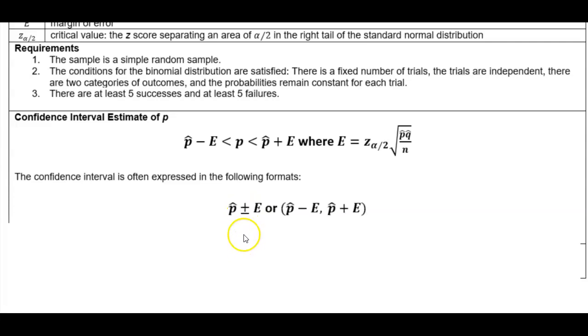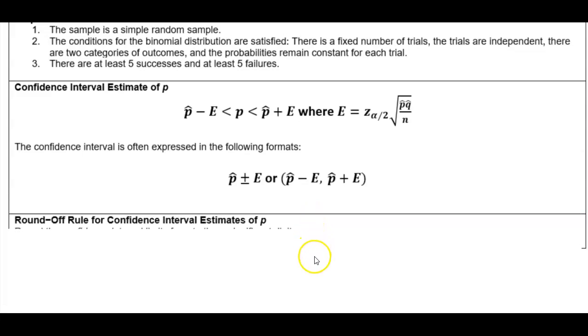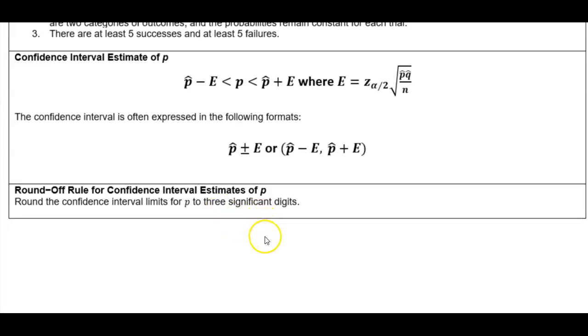Now, the confidence interval is often expressed in the following formats. We can also say the point estimate plus or minus the margin of error, or we can have left parenthesis, point estimate minus the margin of error, comma, point estimate plus the margin of error, right parenthesis. Now, the round-off rule for confidence interval estimates of the population proportion: we would round the confidence interval limits for p to 3 significant digits.